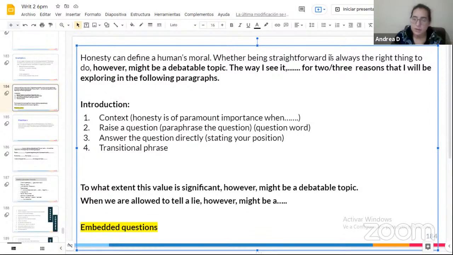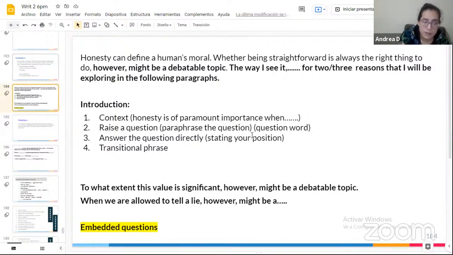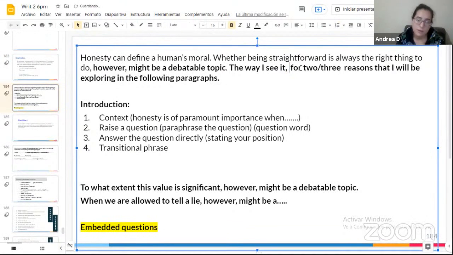Straightforward basically means honest. So, okay, then when you're done with that, you raise the question, then you need to answer it. So you need to answer the question as directly as possible. It's quite important that this is clear for the reader, because the reader needs to know in your intro what you mean, what your answer is. So it needs to be as clear as possible. So the way I see it, and then you tell me, you answer this question, right? The way I see it, you should always be 100% honest, no matter what. Or in this case, what we said, it's okay to be dishonest sometimes. So the way I see it, it's acceptable to sometimes lie. Okay, you can say something like that.